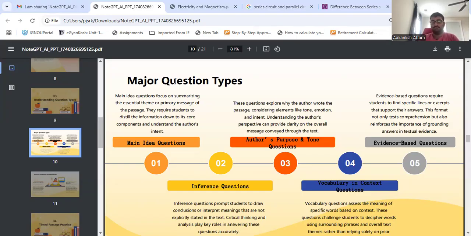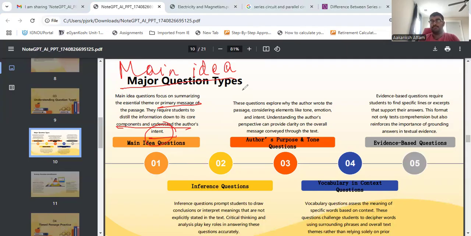So, the first question type is the main idea question. Understand the author's intent or the primary message. This is the author's intent.